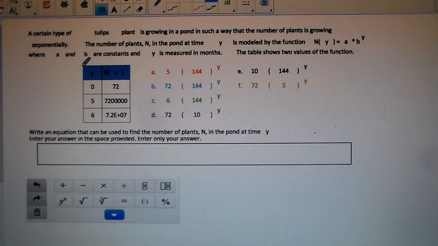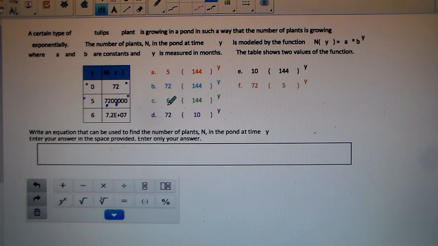So we're looking at this table here, y's. After the initial amount of months, 0, we know that there were 72 tulips. So that's where we're starting from. After 5 months, there's a total of, count how many zeros, 7,200,000 tulips in this garden. So after 5 months, it really grew. So this must be a big garden. After 6 months, well, it's e to the 7, so that's a really, really high number. We're talking maybe even a trillion, counting how many zeros.